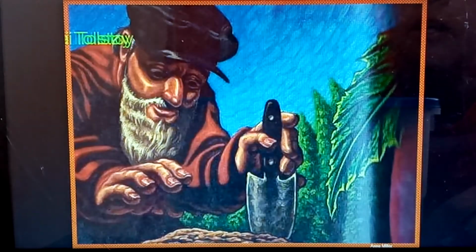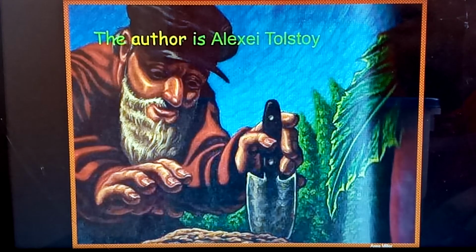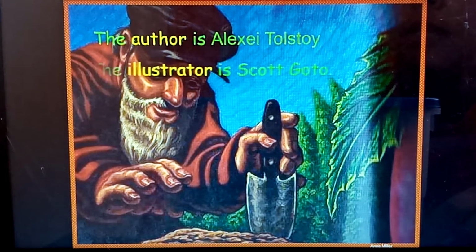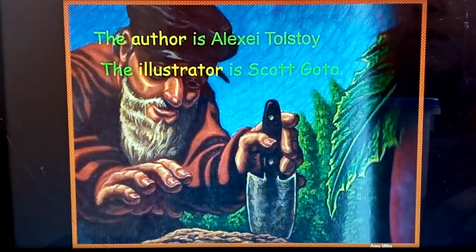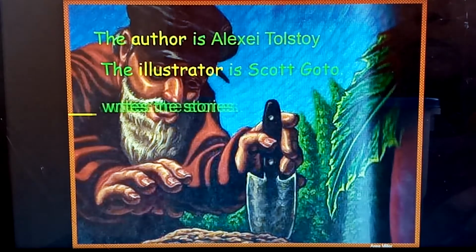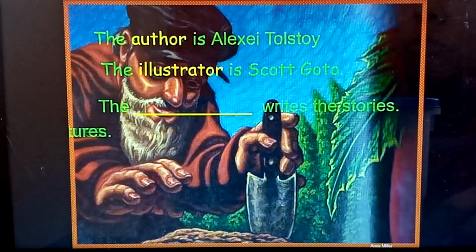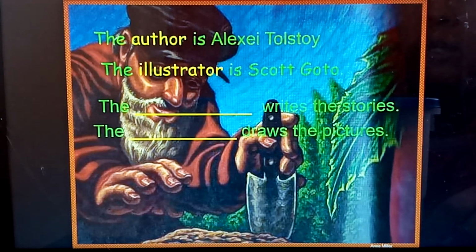So about the book, you have Alexei Tolstoy as the author, and you have Scott Gatto as the illustrator. So don't forget that whoever writes the stories is called the author, and whoever draws the pictures is the illustrator.